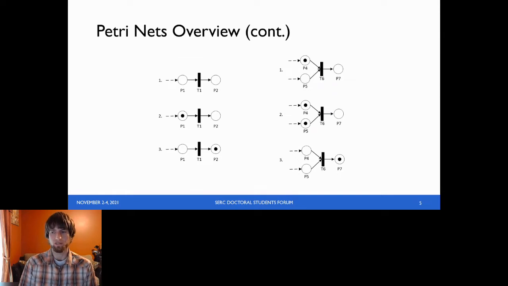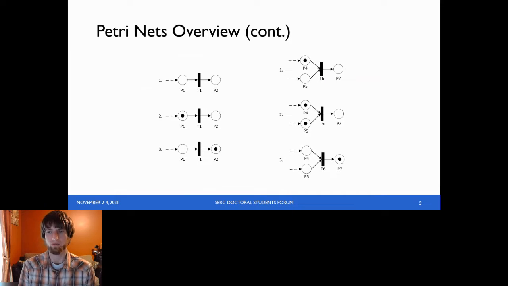So starting with the left diagram, at step 1, T1 is not enabled because P1 is an input place that is not marked. At step 2, P1 is marked, T1 is now enabled, and at step 3, T1 is fired, it has consumed the token from P1 and has placed the token in P2.